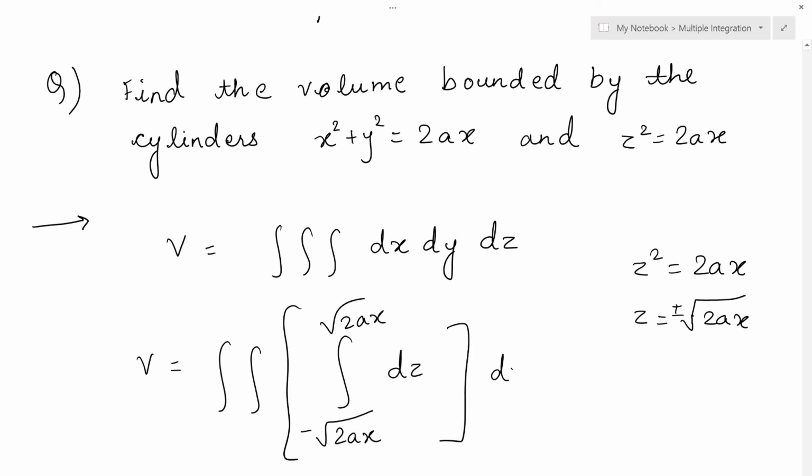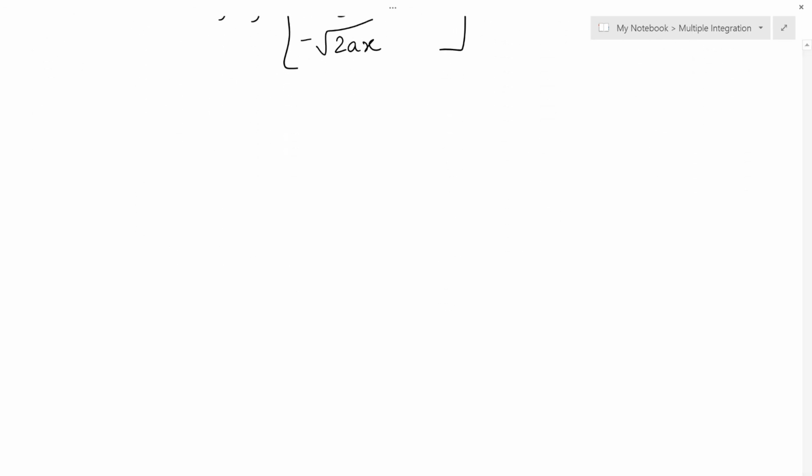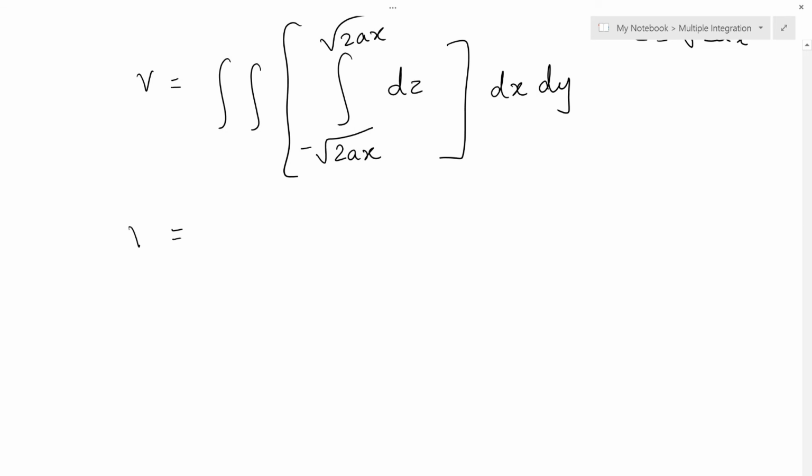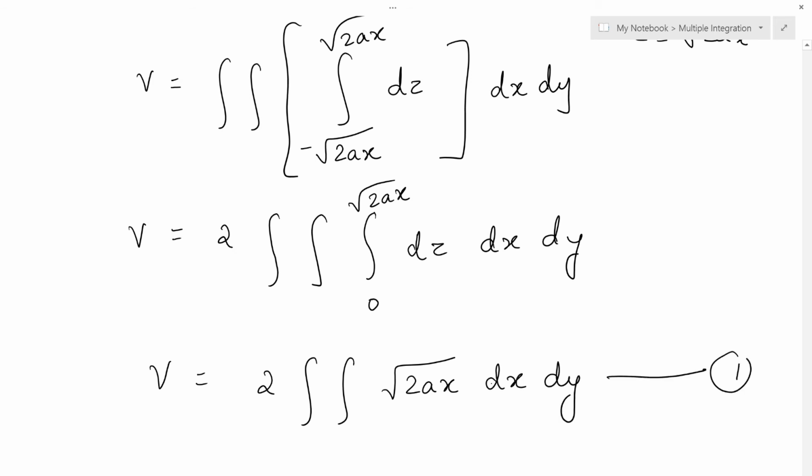right? dx dy, which can be simply written as 2 into 0 to a, right? Because you know that it is a property of integration. Minus a to a can be written as 2 into 0 to a. So we can write this as 2 into 0 to a. So let's integrate this, and my triple integration now will be converted into double integration. Okay, so I named this as equation 1, right?